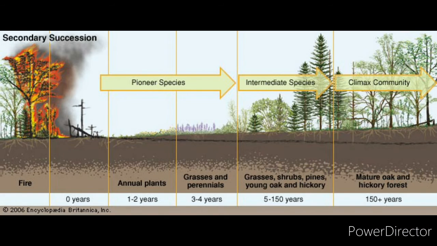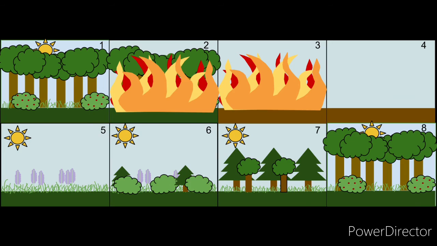And the sixth one is secondary succession. Secondary succession is a type of biological and ecological succession of plant life which takes place on a habitat that has been previously populated but has since been disturbed or damaged by destructive events such as fires.